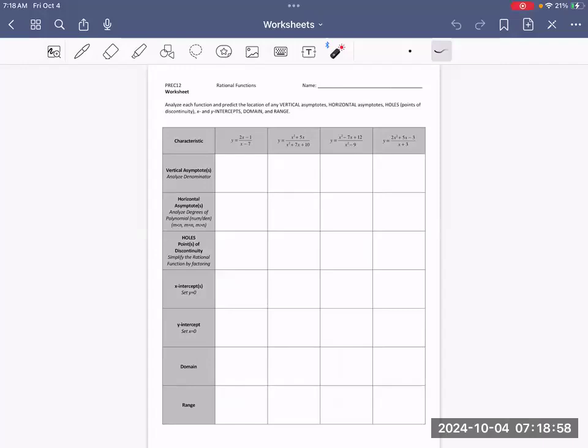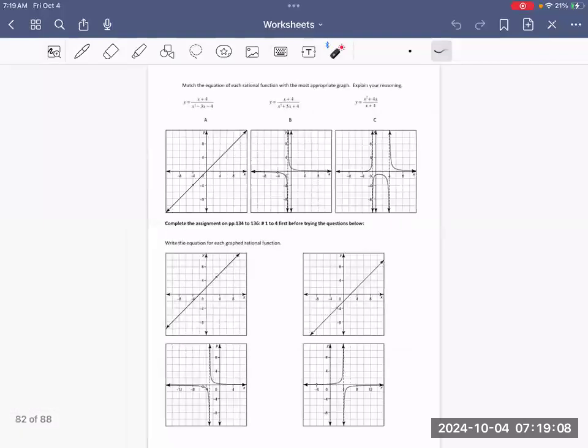Today we're going to be covering the rational functions worksheet, where we talk about asymptotes, holes, intercepts, domain and range. And we'll also talk about graphing a couple of these as well. We won't actually deep dive into the graphing portion itself. We'll save that for another video, should we need it.